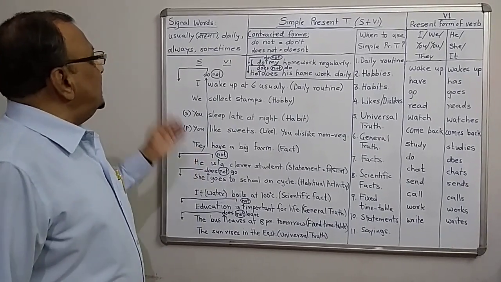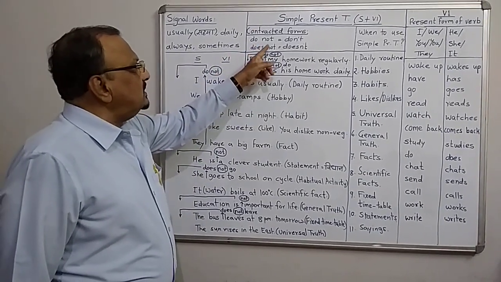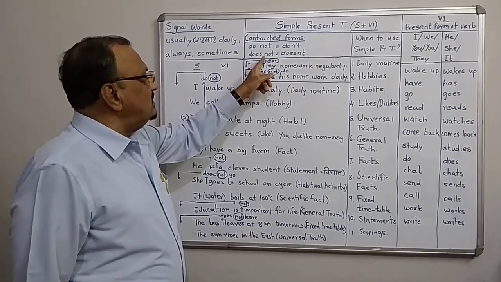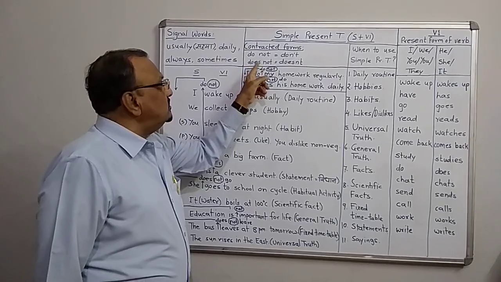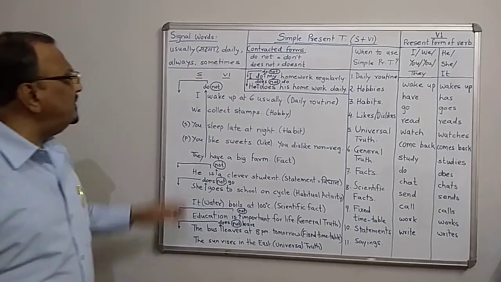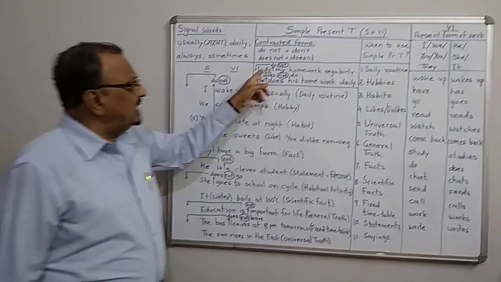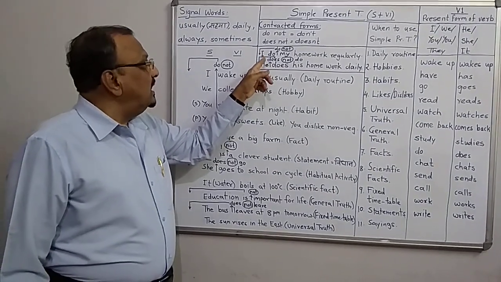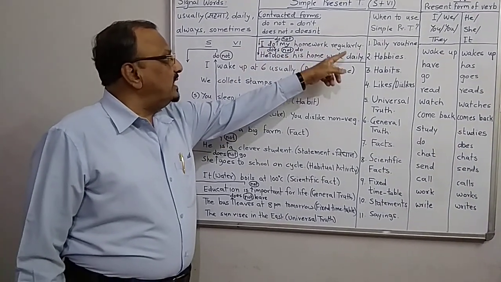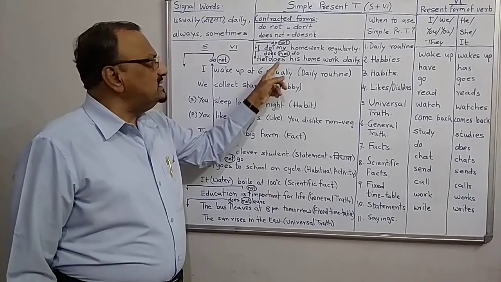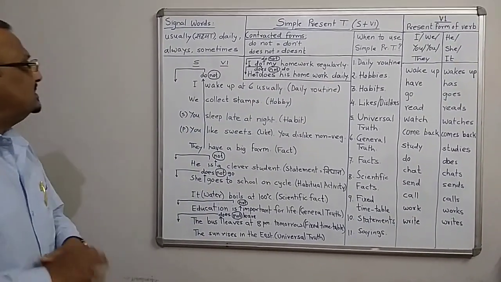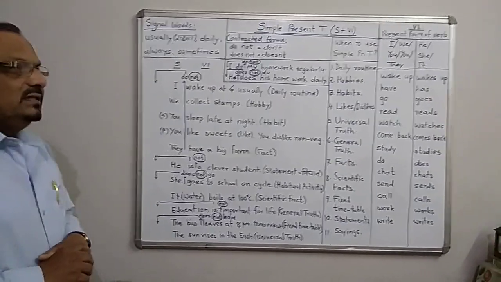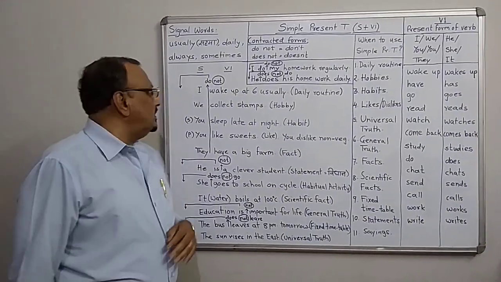So see, can you see here? Do not makes don't. Does not, doesn't. These are the contracted forms of these two words. Okay. And now we will see that there are two sentences here which we left out. I do my homework regularly and he does his homework daily. Now we will see how to make these negative sentences. There is a technique behind this.